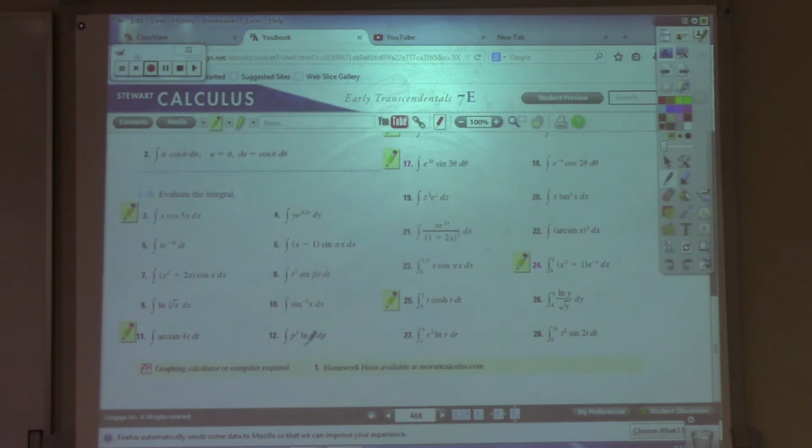Try number 12. P to the 5th, natural log of P dt.